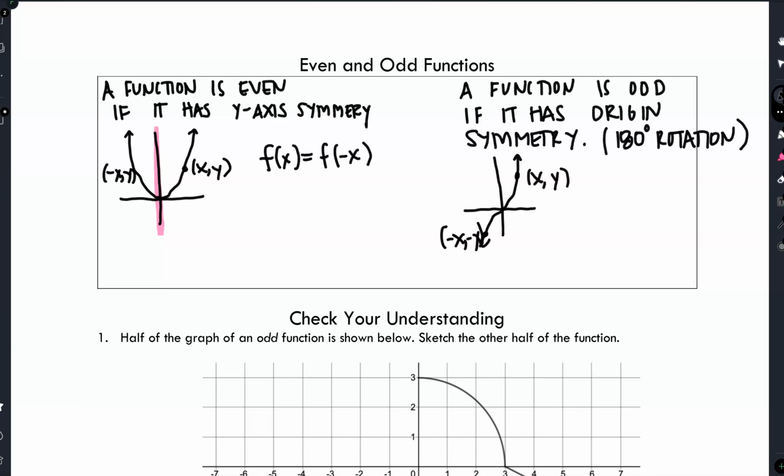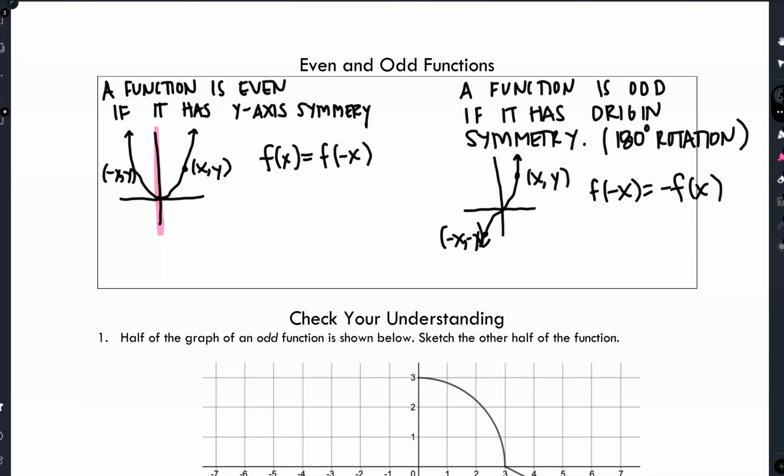So I have a positive. If I plug in a positive x, I get this y. If I plug in a negative x, I'm going to get the opposite of that value. So if you're plugging in a negative, you're going to get a negative output. Okay.